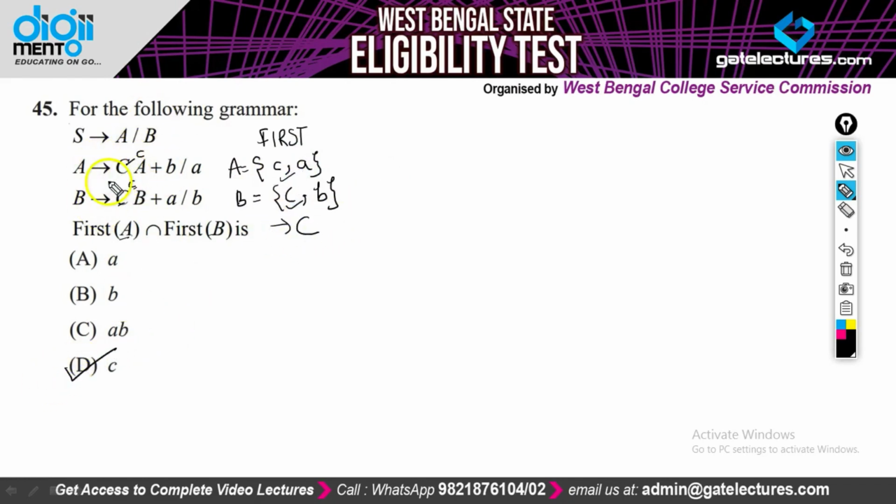Sometimes it happens that they give some printing errors, so don't worry about it. Marks will be granted to all the students. If not, then also we can use common sense that it is obviously a terminal symbol c, and that is the only way we can get this answer as c.